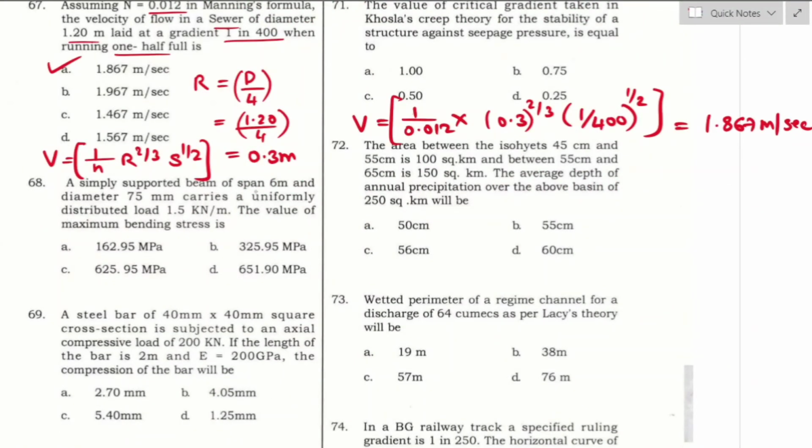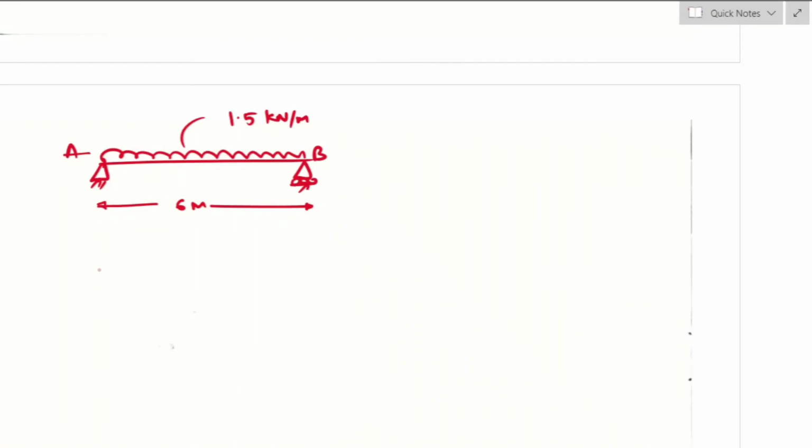A simply supported beam of span 6 meter, diameter of 75 mm carries a uniformly distributed load of 1.5 kN per meter. The value of the maximum bending stress is. So first we have to find the reactions at the support. RA into 6 is equal to 1.5 into 6 into 6 by 2. So RA will be equal to 4.5 kN.